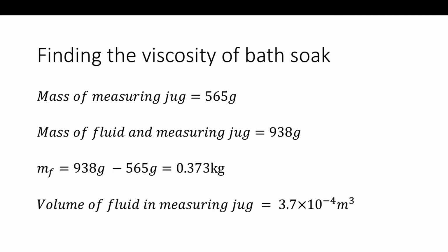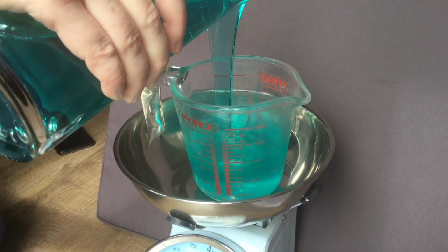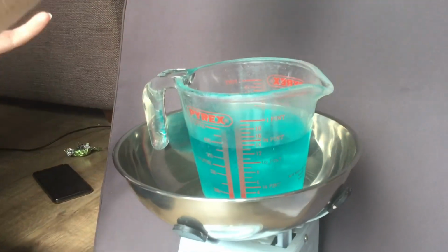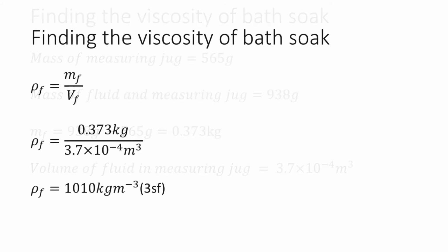I then poured the bath soak into the measuring jug until it was about 3/4 full. This gave a mass of 938 grams. To get the mass of bath soak in the measuring jug, I subtracted the mass of the empty jug from the mass of the jug and the bath soak combined. This gave a mass of 0.373 kilograms. Finally, I used the measuring jug to measure the volume of bath soak inside it as 370 centimeters cubed, which is equal to 3.7 times 10 to the minus 4 meters cubed. I then divided the mass of the bath soak by the volume to get a density of 1010 kilograms per meter cubed to 3 significant figures.